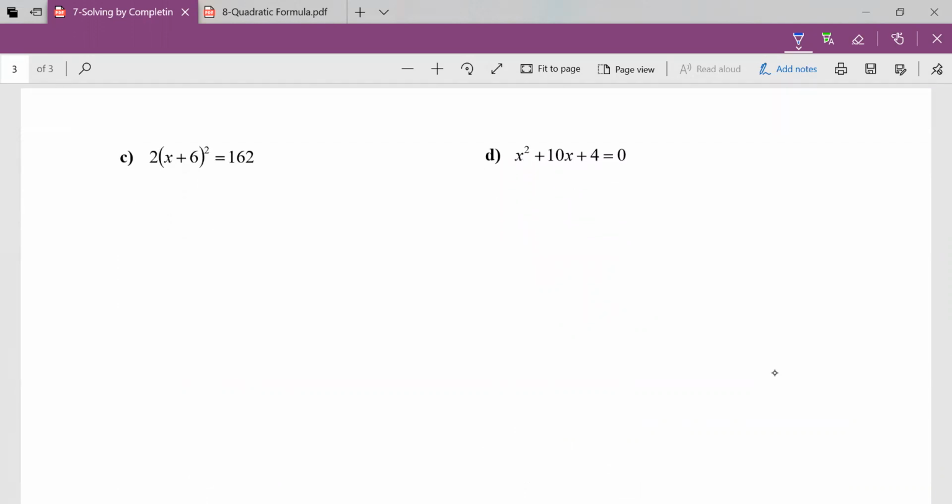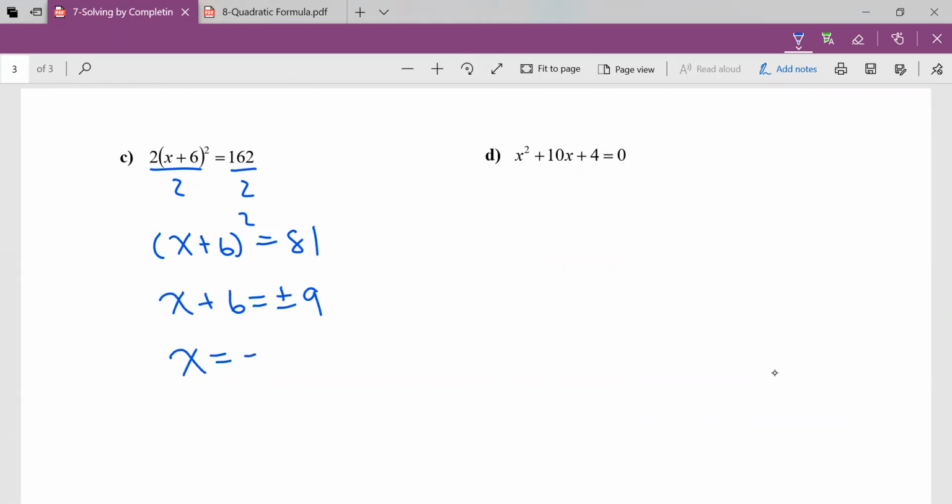C, again, I notice that this work's already been partially done for me. The square has already been completed for me. So what I'm going to do on this one is divide by 2 on both sides. So x plus 6 squared is equal to 81. Square root both sides, positive and negative 9, subtract 6, and your two solutions then will be -15 and +3.